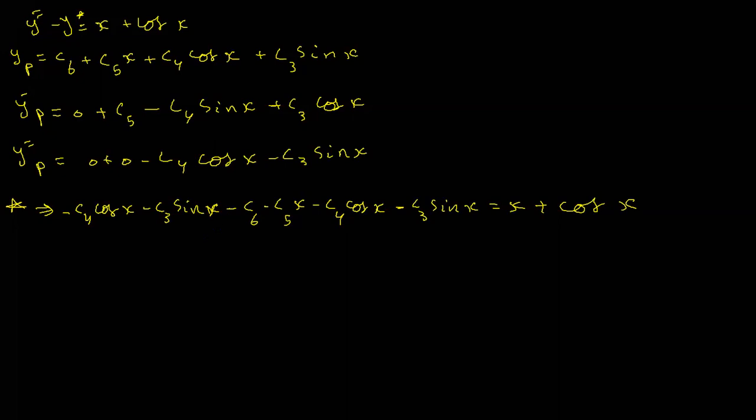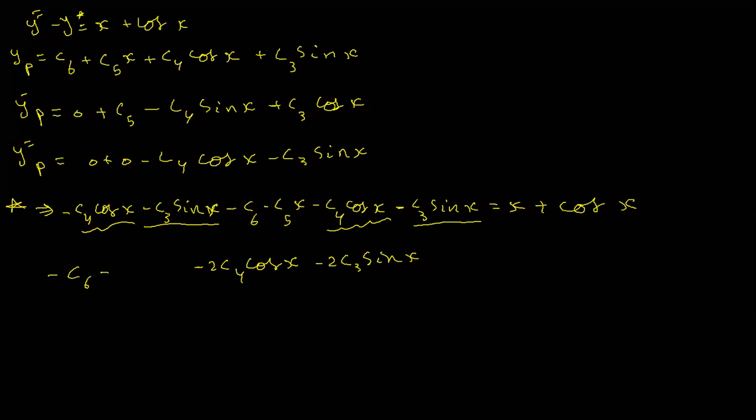Okay. Now let me check if I can add something together. So I think this is similar to this. So I have negative 2C3 sine x. Am I right here? And also I think this one is similar to this. So I have negative 2C4 cosine x. Negative C6 has no term similar to it, and negative C5 x. The right hand side is x plus cosine x.